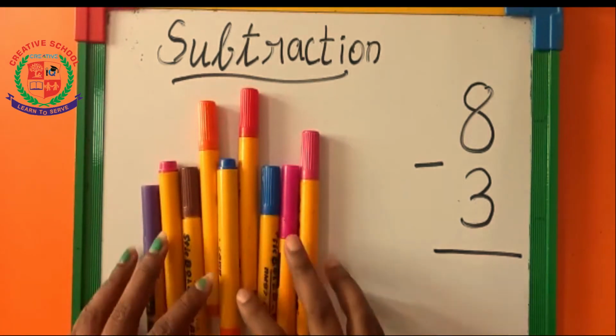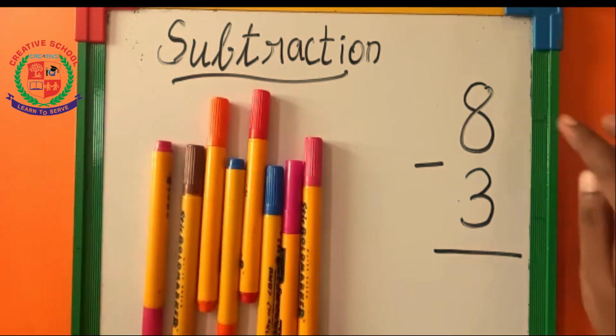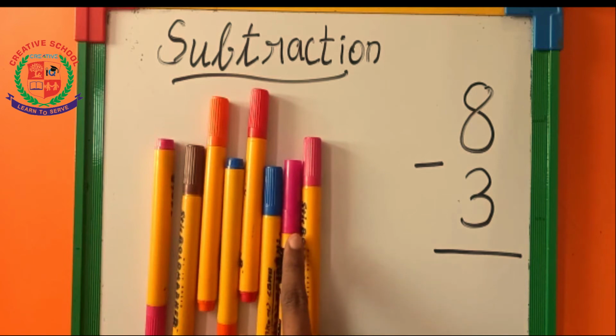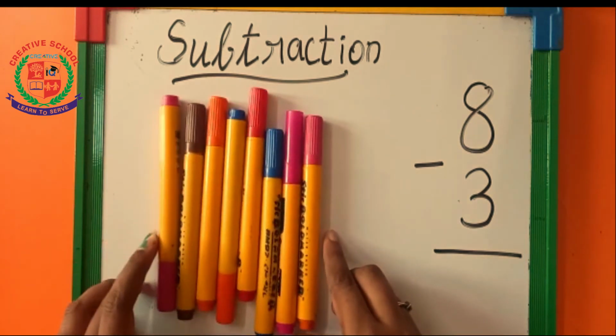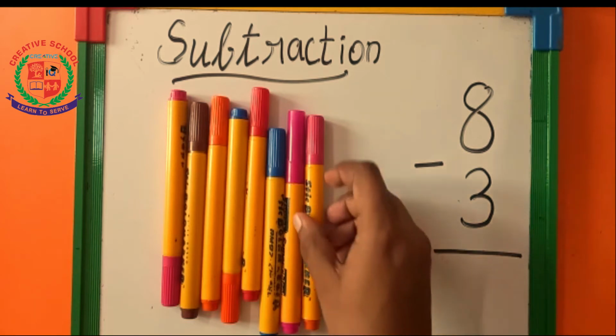Now I am having some colorful markers. So I am having 8 markers here. I have to take out 3 markers from here. So let's count. 1, 2, 3, 4, 5, 6, 7 and 8. So I am having 8 markers here. How much will I subtract? Yes, we have to take 3 from it.